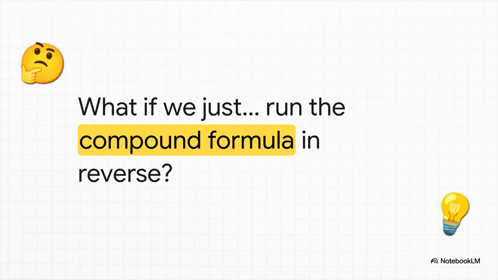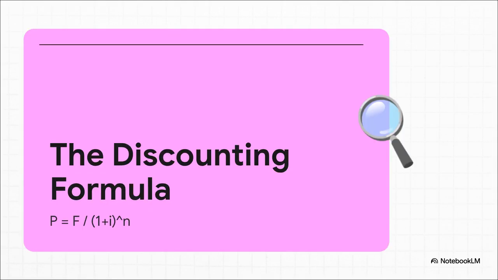If our compounding formula can take today's money and tell us its future value, what happens if we just run the formula backwards? Can we take a future amount of money and figure out its value today? And yep, that's exactly what this does. We call it the discounting formula. But as you can see, it's really just the compound interest formula flipped around.